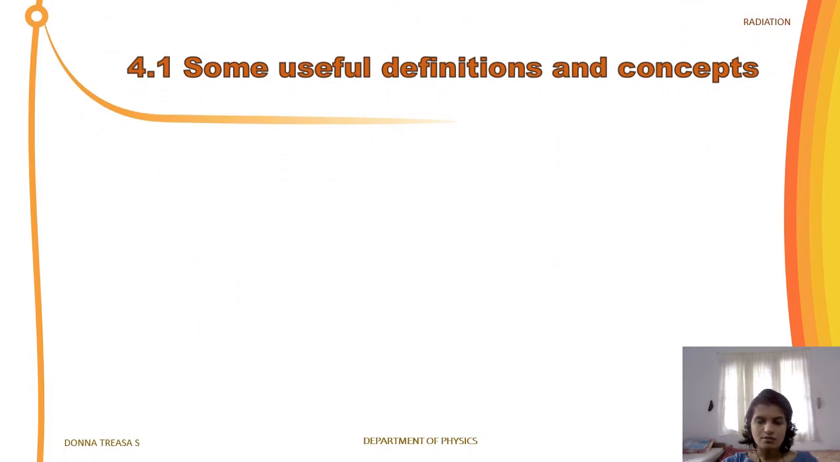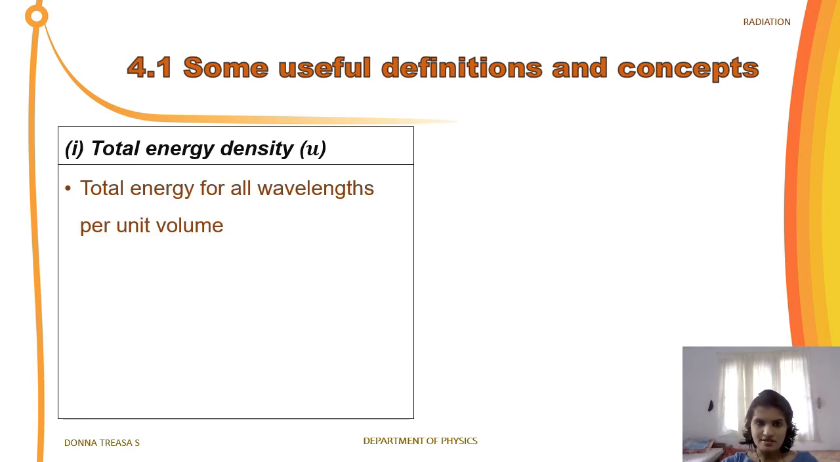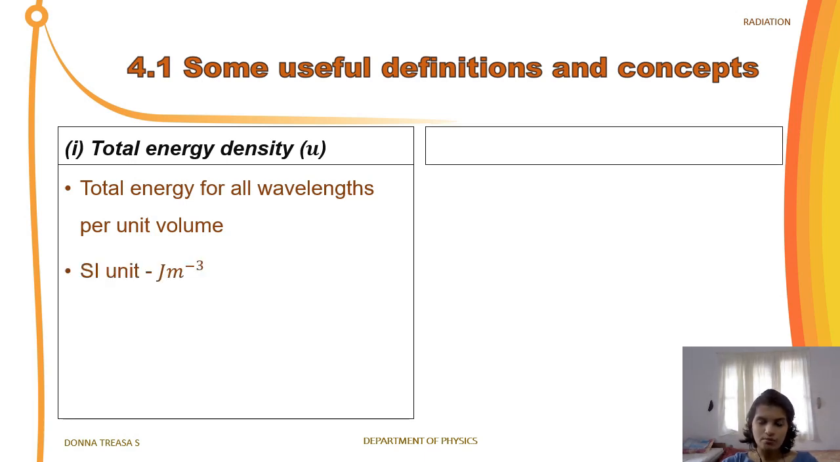Now let us see some of the terms and quantities that are used to express the radiative properties of a body. The first one is total energy density, represented by U. Before going into the details, there is something else you should understand. When a thermal radiation is emitted by a body, there is a collection of waves having different wavelengths. So, total energy density is defined as the total energy for all wavelengths per unit volume. Its SI unit is Joule meter raised to -3.